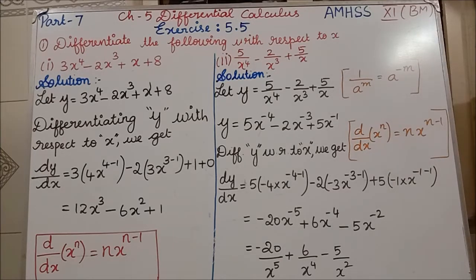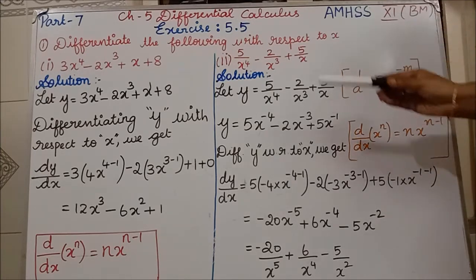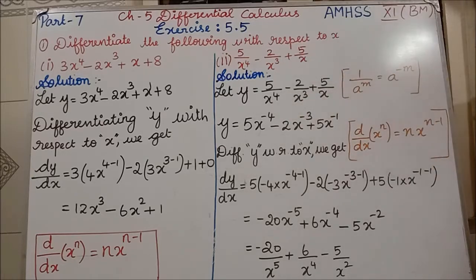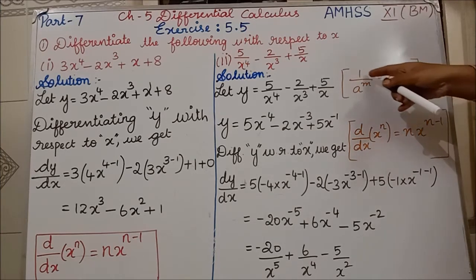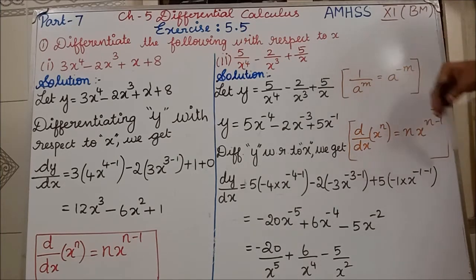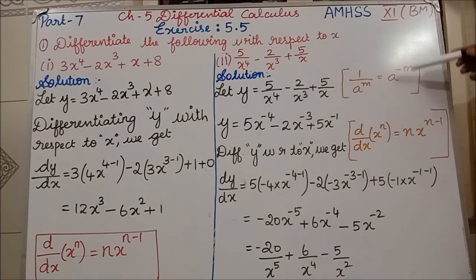See, all the x we are having in the denominator. We have to bring the x to the numerator. For that, in 8th standard exponents and powers, we have learned one formula, isn't it? 1 divided by a power m means, if you are bringing the denominator term up, the power will become negative. So according to this formula, we are writing in the next step.